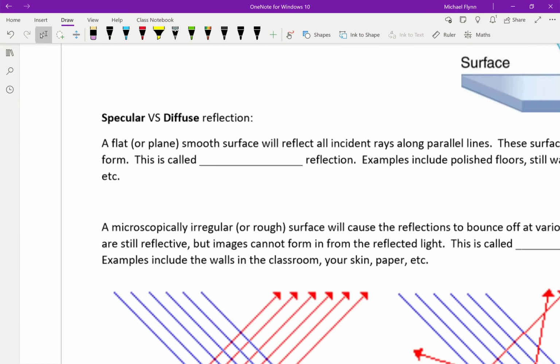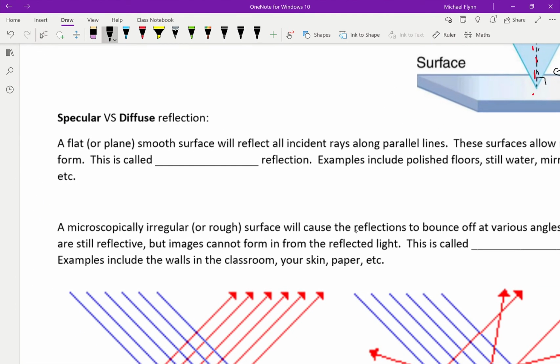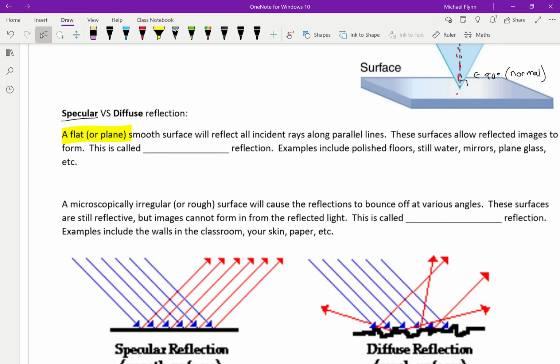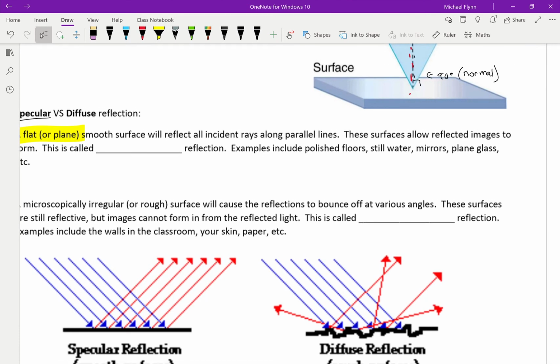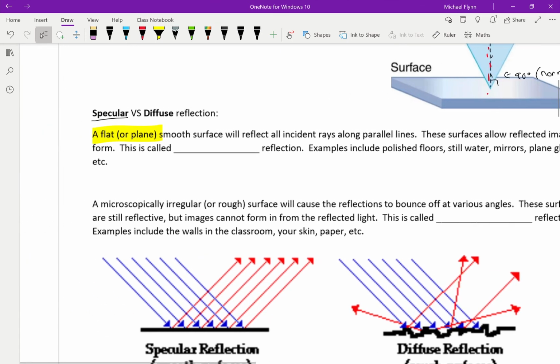Okay, now there's a really cool word called specular. A specular reflection occurs off of a very flat surface. So a flat or plane surface that's smooth will reflect all the incident rays according to the law of reflection, of course. But the thing is, because the surface is flat and the rays are coming off parallel, you get images that form in the reflection.